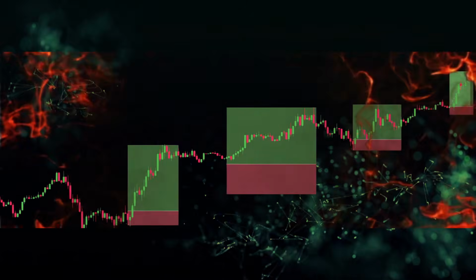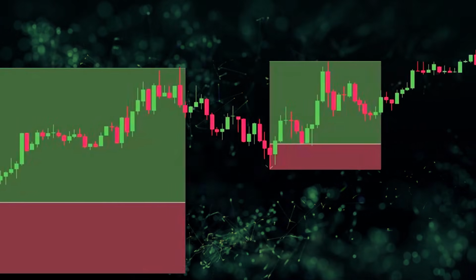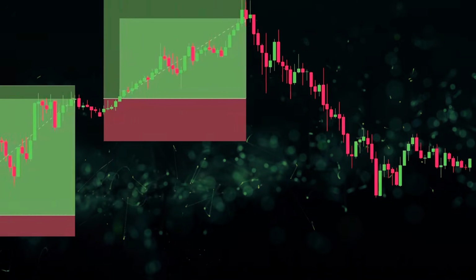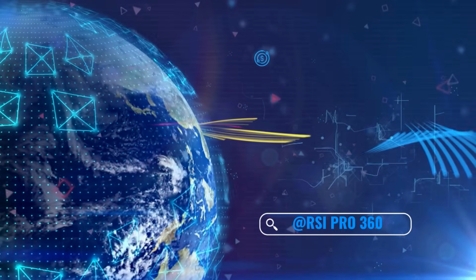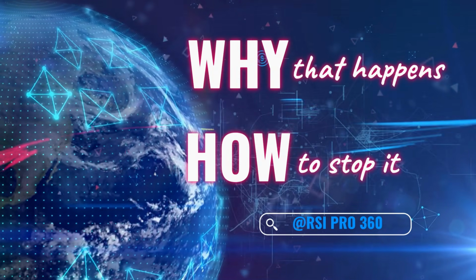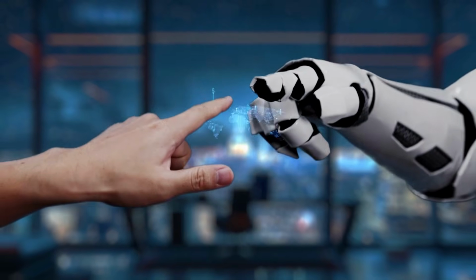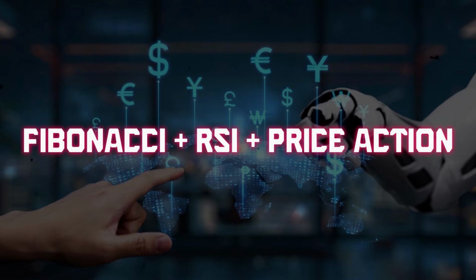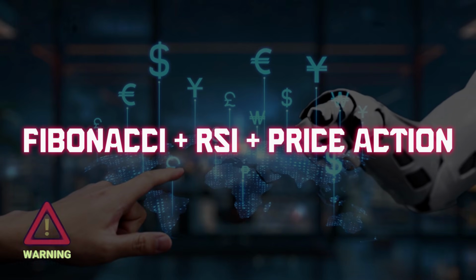You know that feeling when you enter a short-term trade for a quick scalp, everything looks perfect, and then suddenly the price goes the other way. It feels bad, right? But today I'll show you exactly why that happened and how to stop it using one of the most trusted scalping strategies that even professional traders still use: Fibonacci plus RSI plus price action. By the end of this video, you'll know exactly where to enter, where to exit, and how to avoid fake signals.